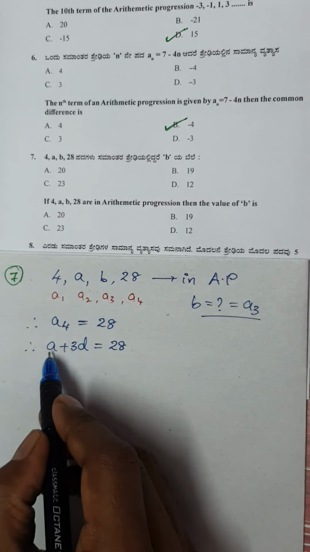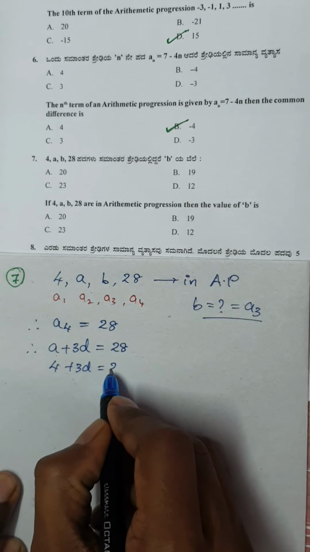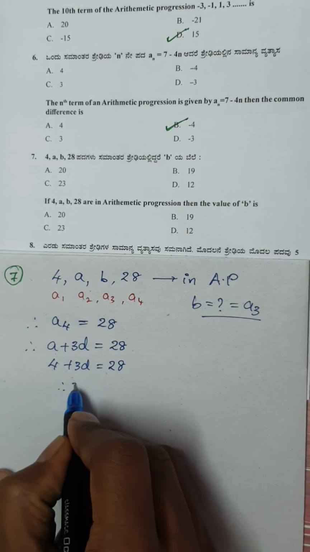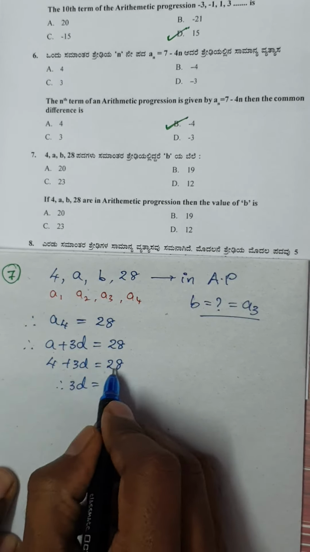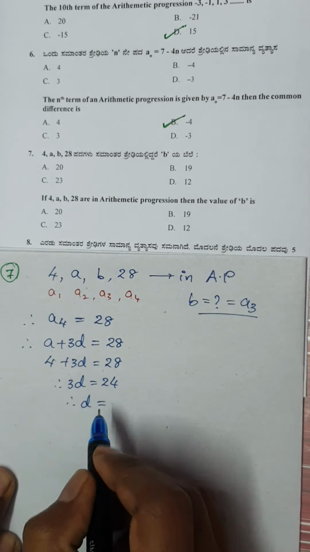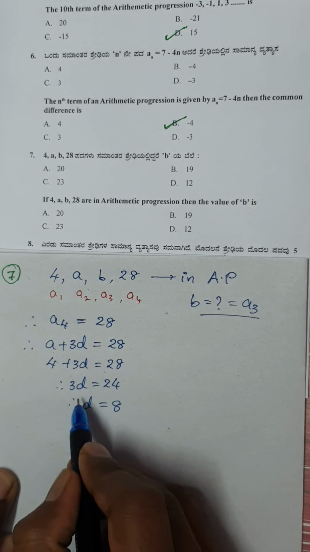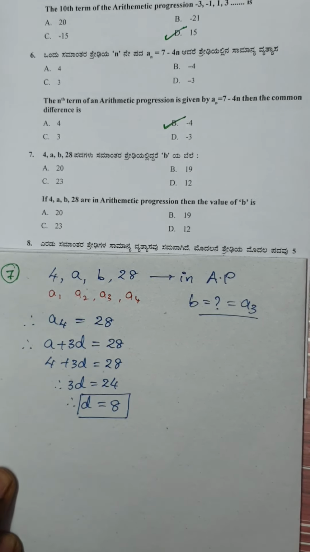Yes. Now what is a? a is the first term, which is 4, plus 3d is equal to 28. Therefore, you will get 3d is equal to 28 minus 4, which gives me 24. Therefore, the d value is equal to 24 by 3. So you are going to get 8, 3 eights are 24. I got the value of d as 8.